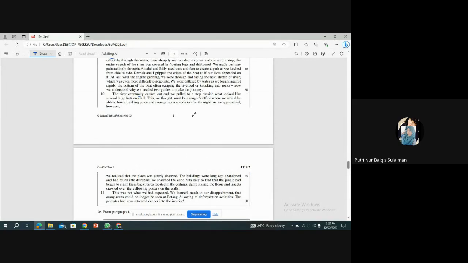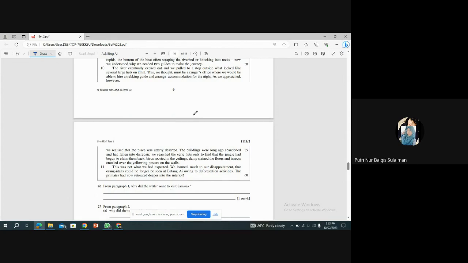The river eventually evened out and we pulled to a stop outside what looked like several large huts on a hill. This, we thought, must be a ranger's office where we would be able to hire a trekking guide and arrange accommodation for the night. As we approached, however, we realized that the place was utterly deserted. The buildings were long ago abandoned and had fallen into disrepair.